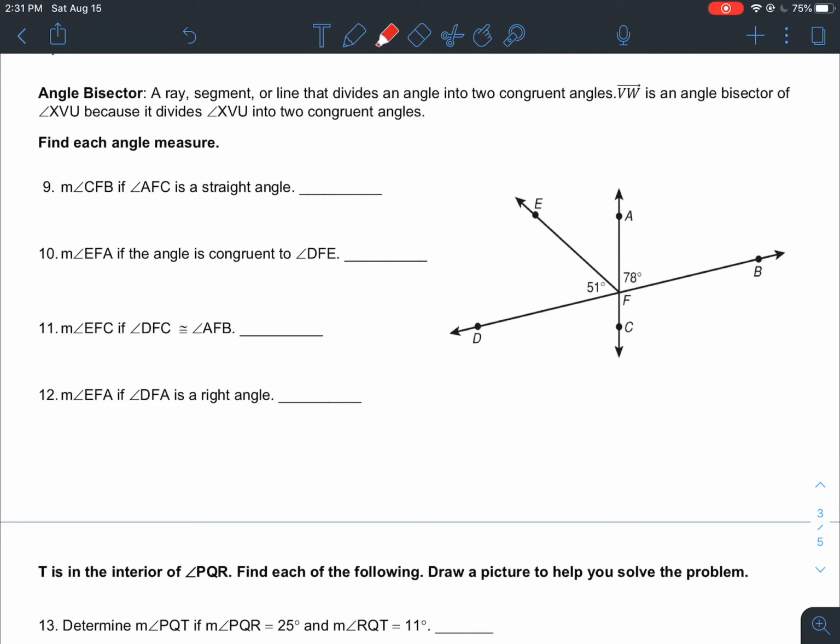Okay, using this picture here, we're going to answer a couple questions. Find angle CFB. So there's angle CFB. Well, we know this is a straight line, right? A straight line is 180. So if this angle is 78, CFB must be 180 minus 78. And those angles have a special name that we'll learn in next section 1.5. So 180 minus 78 is 102.